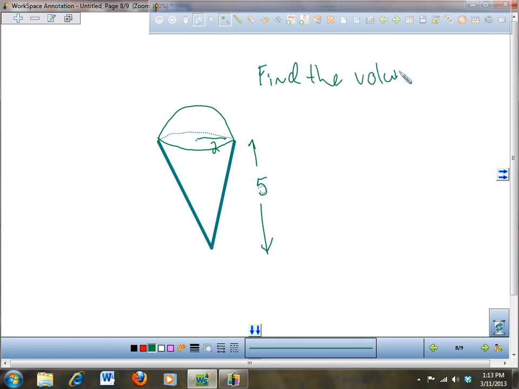Okay. Mr. Weaver, add something. You know how they don't fill the bottom? You should add part of that and then you have to subtract that.